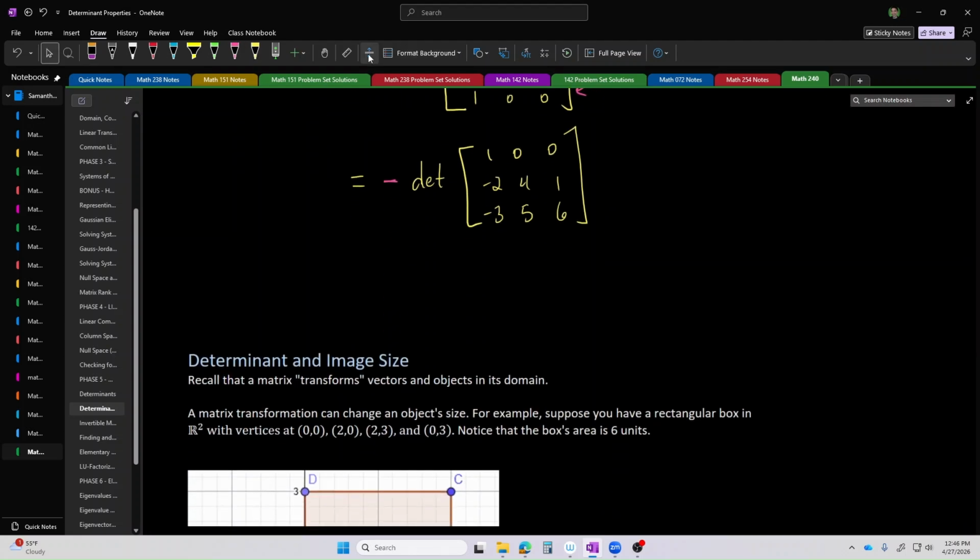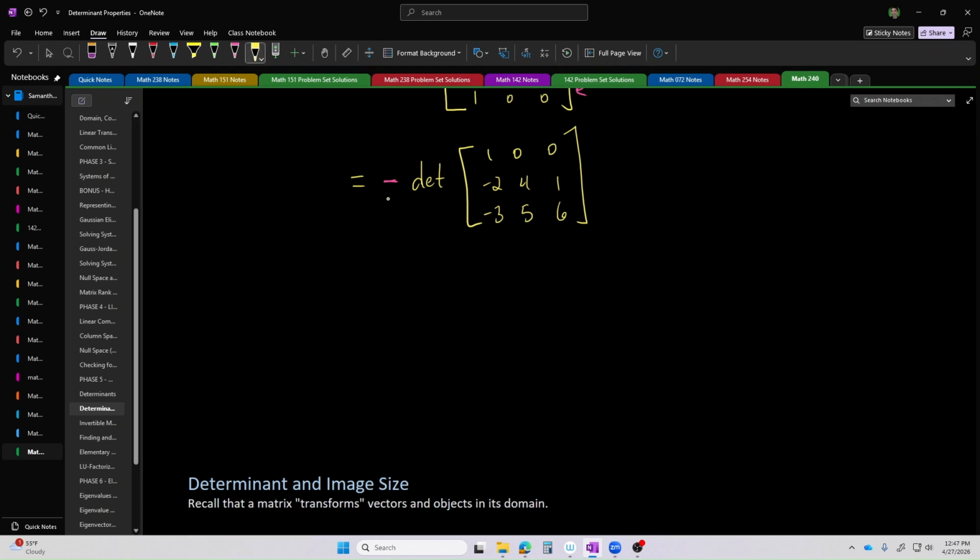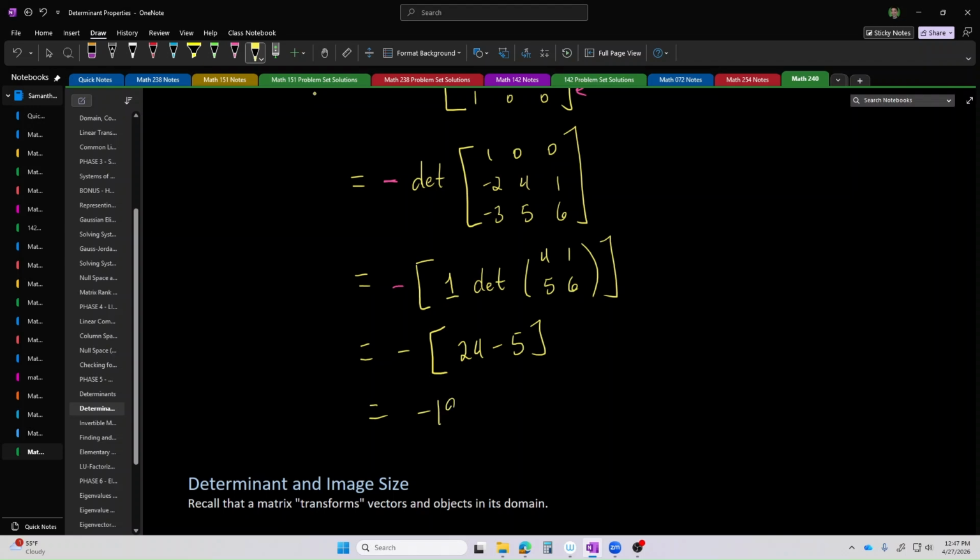So now that I have written the matrix so that the zeros are in the top row, this makes the determinant a lot easier to calculate, because the only term in this expansion is going to be the first one, the number 1 times the determinant of 4, 1, 5, 6 left behind in this bottom right corner. So that'll be 24 take away 5. So that'll be all in total a determinant of -19.